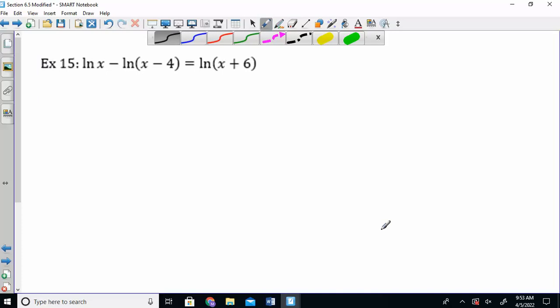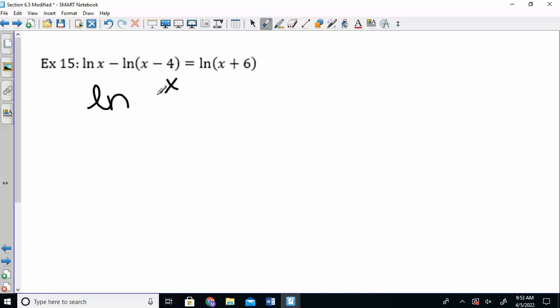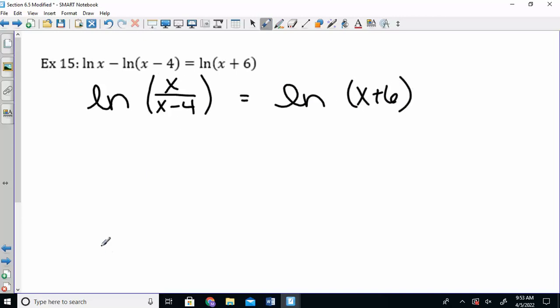Okay, I have more logs this time. We have to get one log on each side in order to be able to drop them. So if I look at the left, I have 2 logs subtracted. What do we do there? Divide. So that would be the natural log of x over x minus 4. What's the natural log of x plus 6? So next step. Drop your natural log.